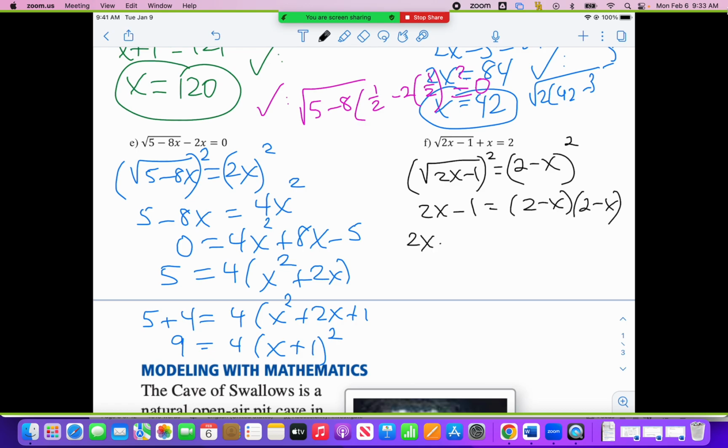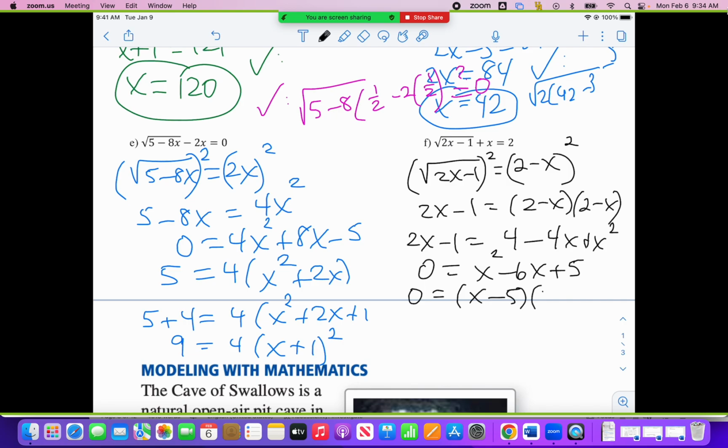So I'm getting 2x minus 1 equals 4 minus 4x plus x squared. I'm going to get everything on one side equal to 0. Oh, so it's a really good thing we just spent the entire unit on solving quadratic equations. This one factors into x minus 5 times x minus 1. So I get x equals 5 or x equals 1.